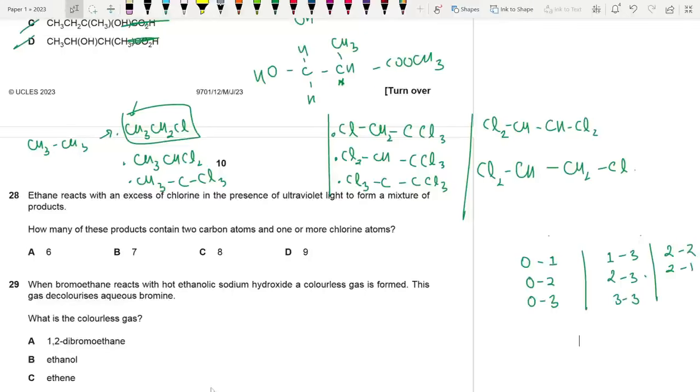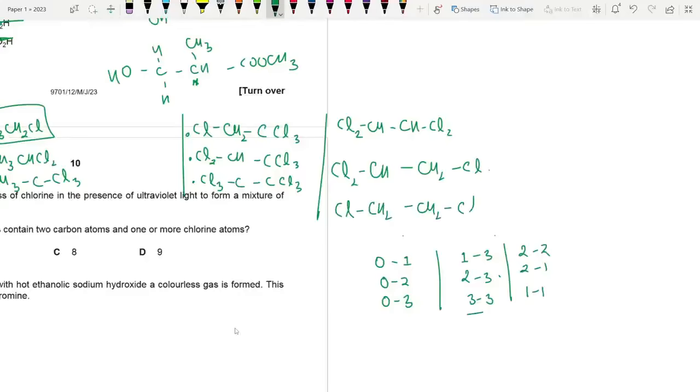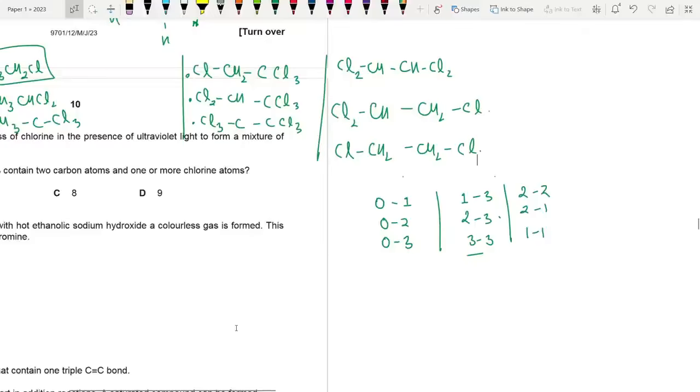However, did we do 1 1? Oh, I've missed 1 1. Sorry, my bad, guys. That was the combination I was looking for. It's 1 1. So that means 2 2, 1 1, 3 3. These are the ones we need. So that's CH2Cl, and on this side we have CH2Cl. Okay. So it's 0 1, 0 2, 0 3, 3 1, 3 2, 3 3, and 2 2, 2 1 and 1 1.